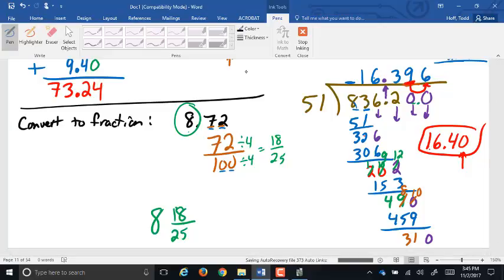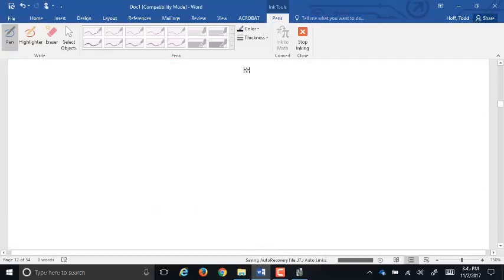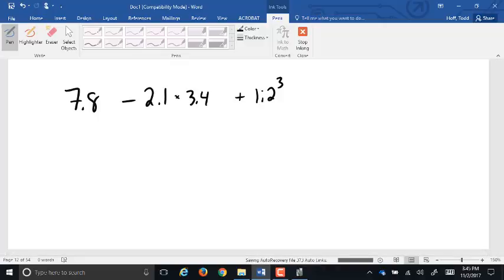Okay. So we have our operations with decimals. The next step, just like we do with the fractions, is we can add multiple operations with them. We might have 7.8 minus 2.1 times 3.4 plus 1.2 to the third power. With something like this, where would I have to start?